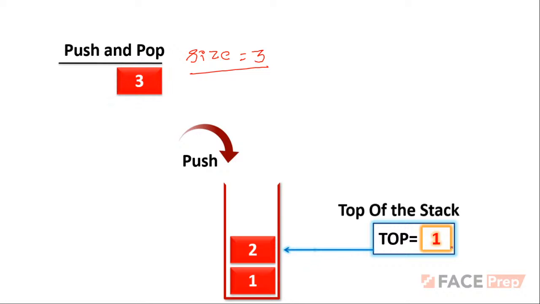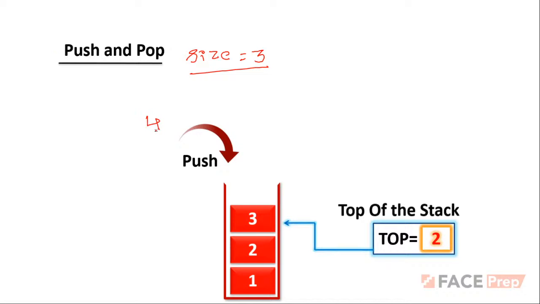Now I am going to insert one more element inside my stack, which is called 3. When I insert one more element, the value of top will be incremented by 1, which becomes 2. Top equal to 2. Now I am going to insert one more element inside my stack. I am going to insert the element called 4.